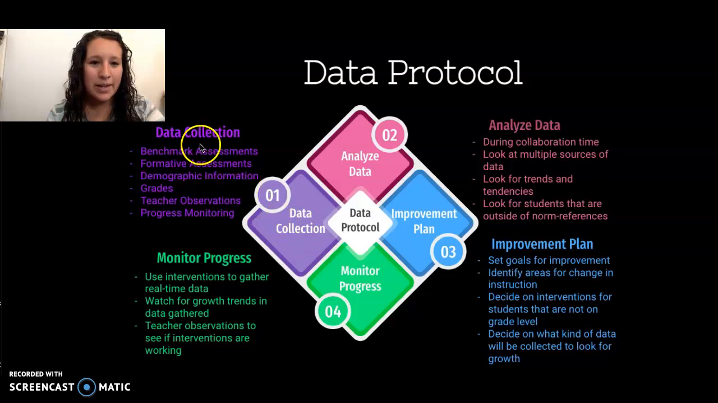Step one is the data collection. This could be like benchmark assessments, formative assessments, demographic information, grades, teacher observations, and progress monitoring.